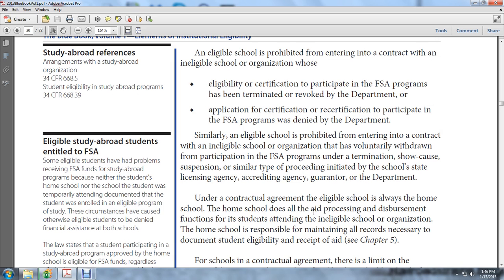A home school is eligible. The home school does the aid processing and disbursement functions, and for students attending the ineligible school or organization, the home school is responsible for maintaining all the records necessary for documentation of student eligibility and receipt of the aid.